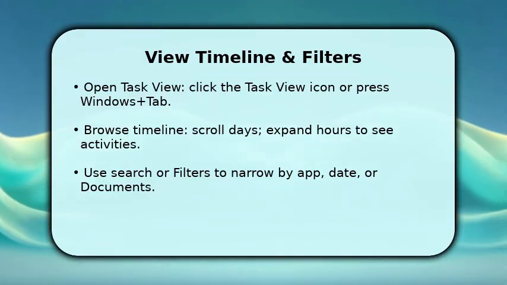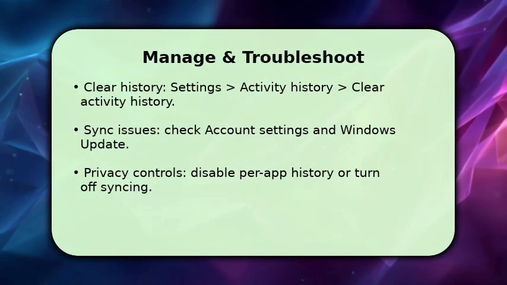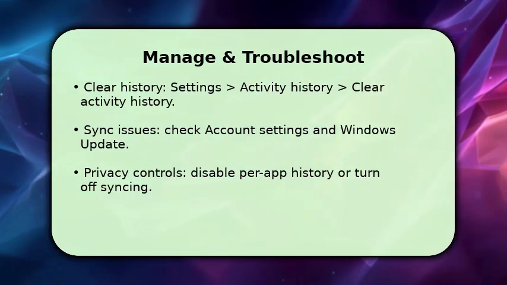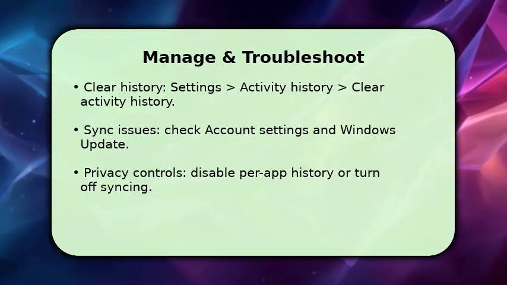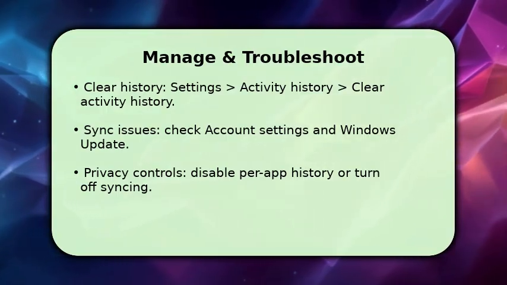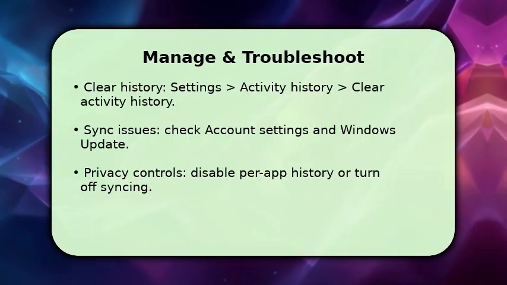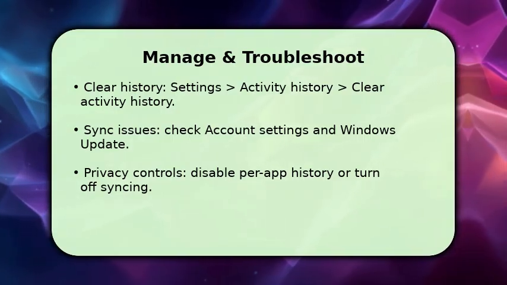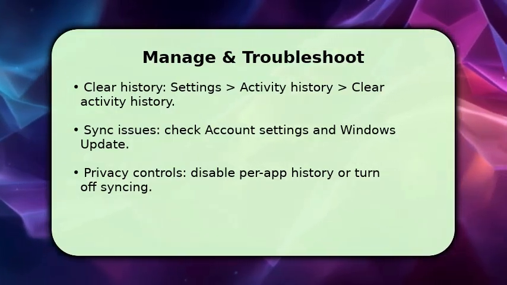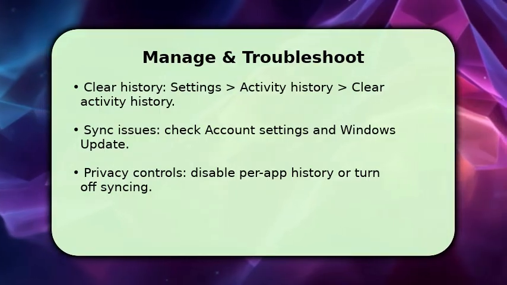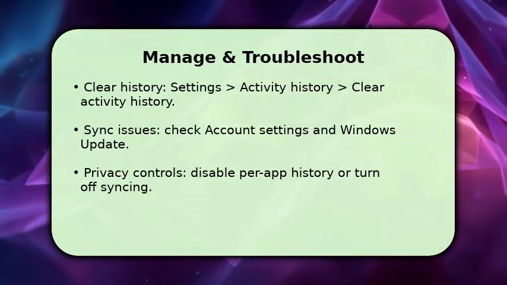Finalize by managing or clearing entries and resolving problems. To remove entries, return to Settings Activity History and choose Clear Activity History. That deletes local records. If history isn't appearing, make sure your Microsoft account is signed in, sync is enabled, and Windows Update is current. Outdated builds can block timeline features.